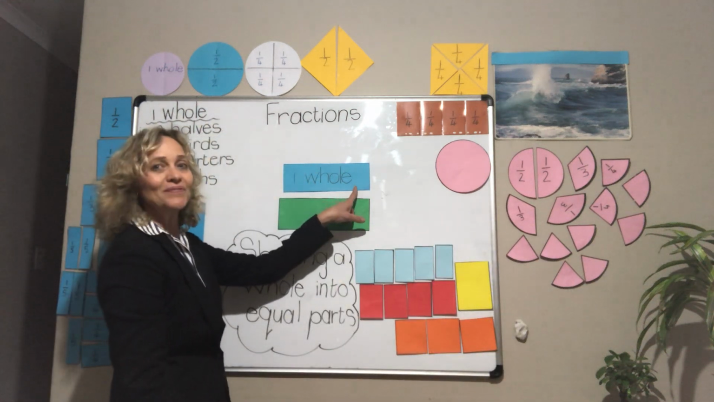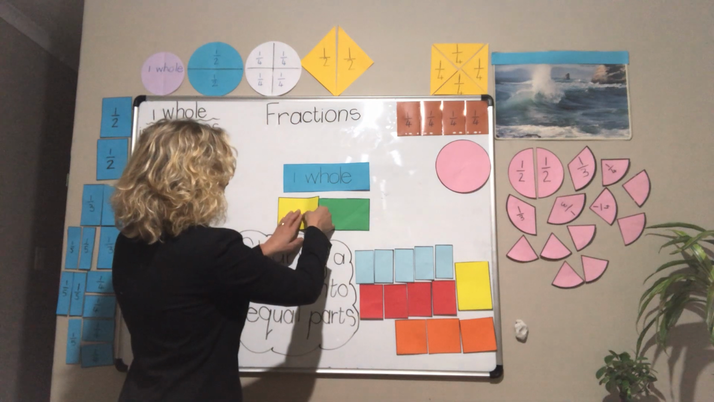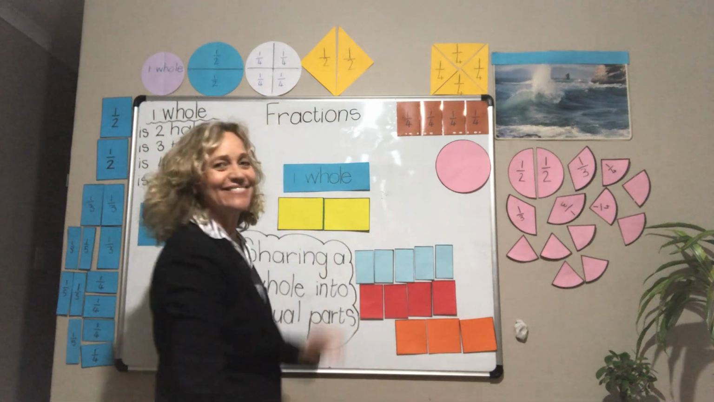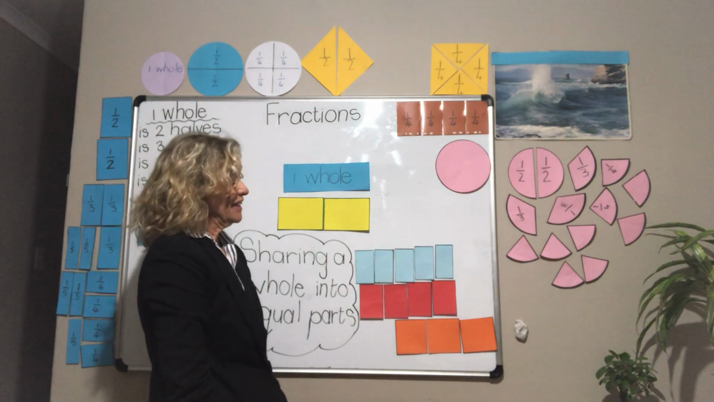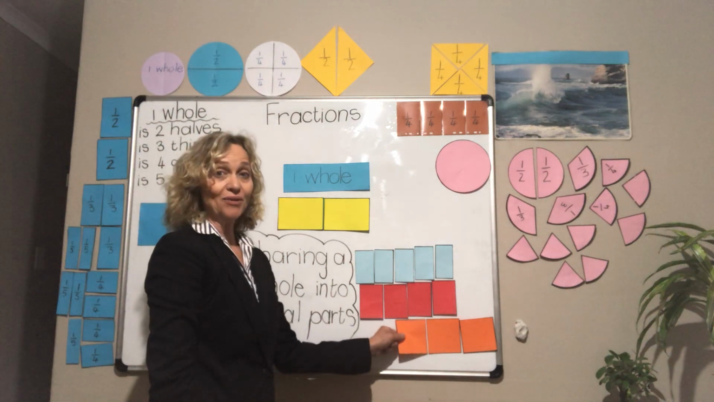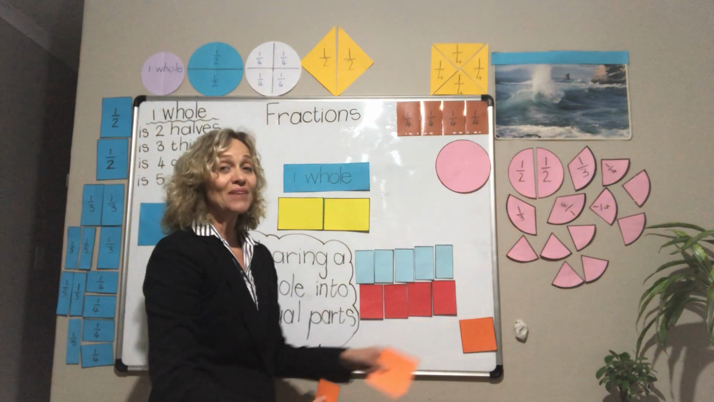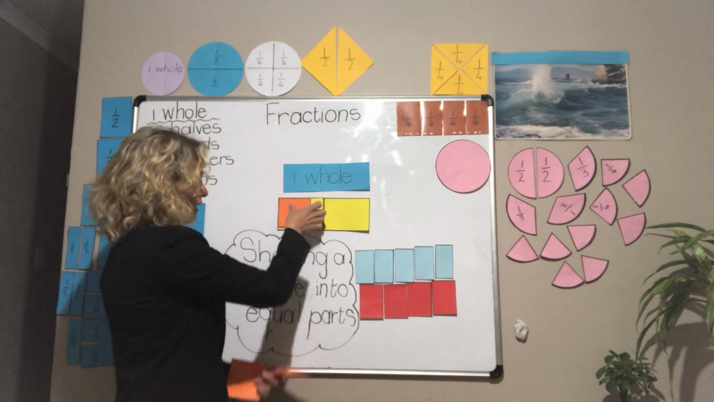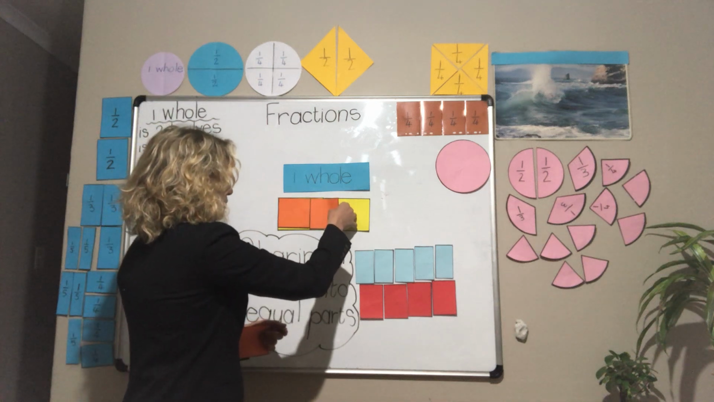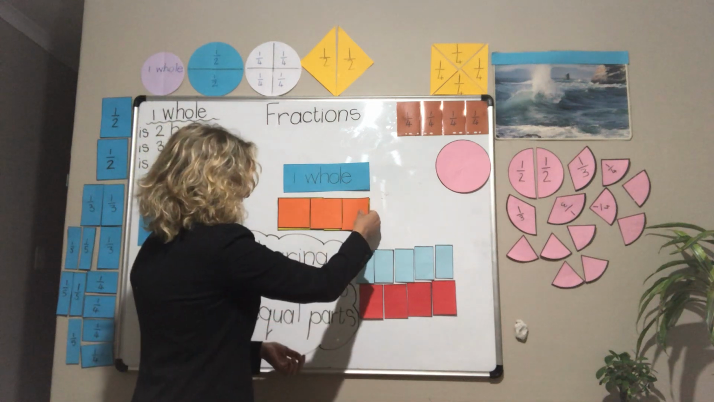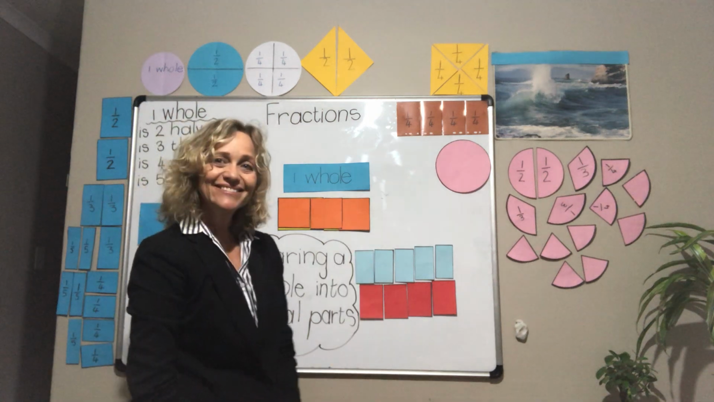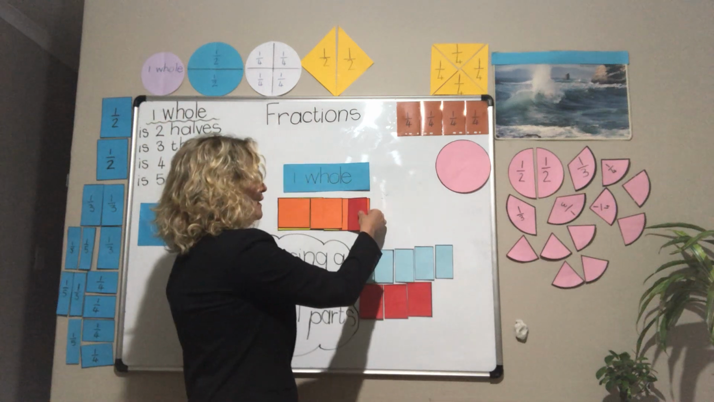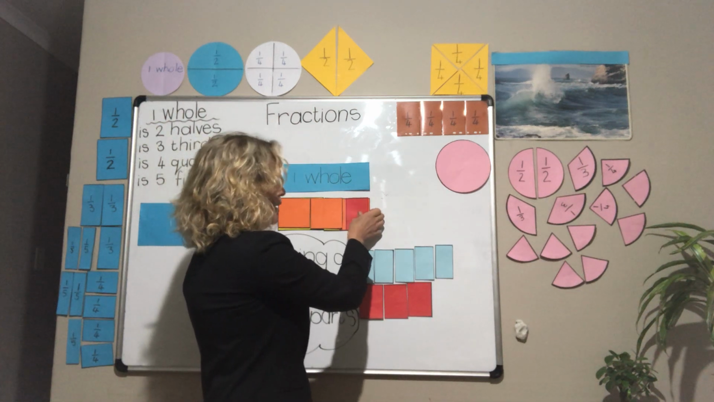1 whole equals 1, 2 halves. Can you see that? Then, at the same token, that 1 whole can be cut into something called thirds. 1, 2, 3 thirds.